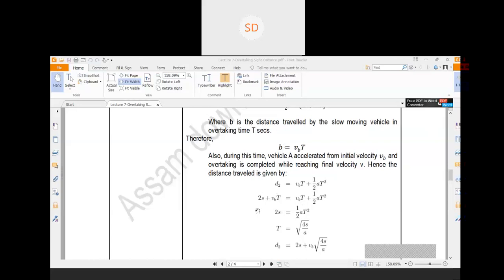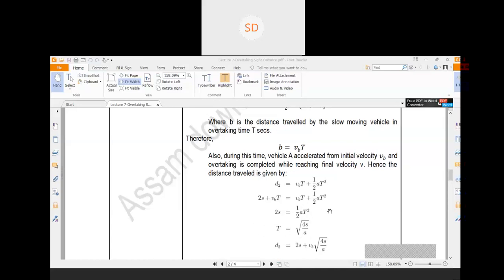After that, you just equate both these two things, that is, d2 is Vbt plus 2s equal to Vbt plus half AT square. So from that you will get the t seconds, whatever t is there.